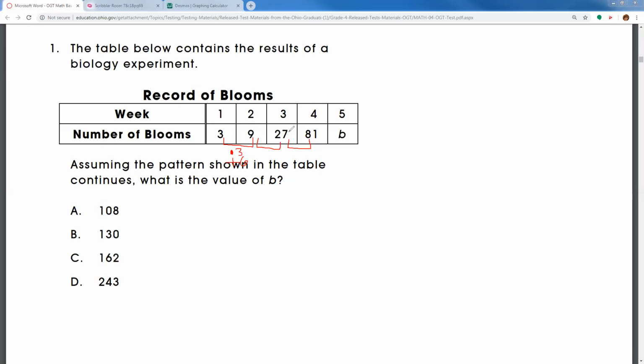From 9 to 27, does one of those work? Is multiplying by 3 going to work, or adding 6? Multiplying by 3. So that's how you know it's the pattern: I had two options, only one of them worked. That's the pattern I follow. I'm multiplying by 3 every time. So to find the next one, we multiply by 3 again.